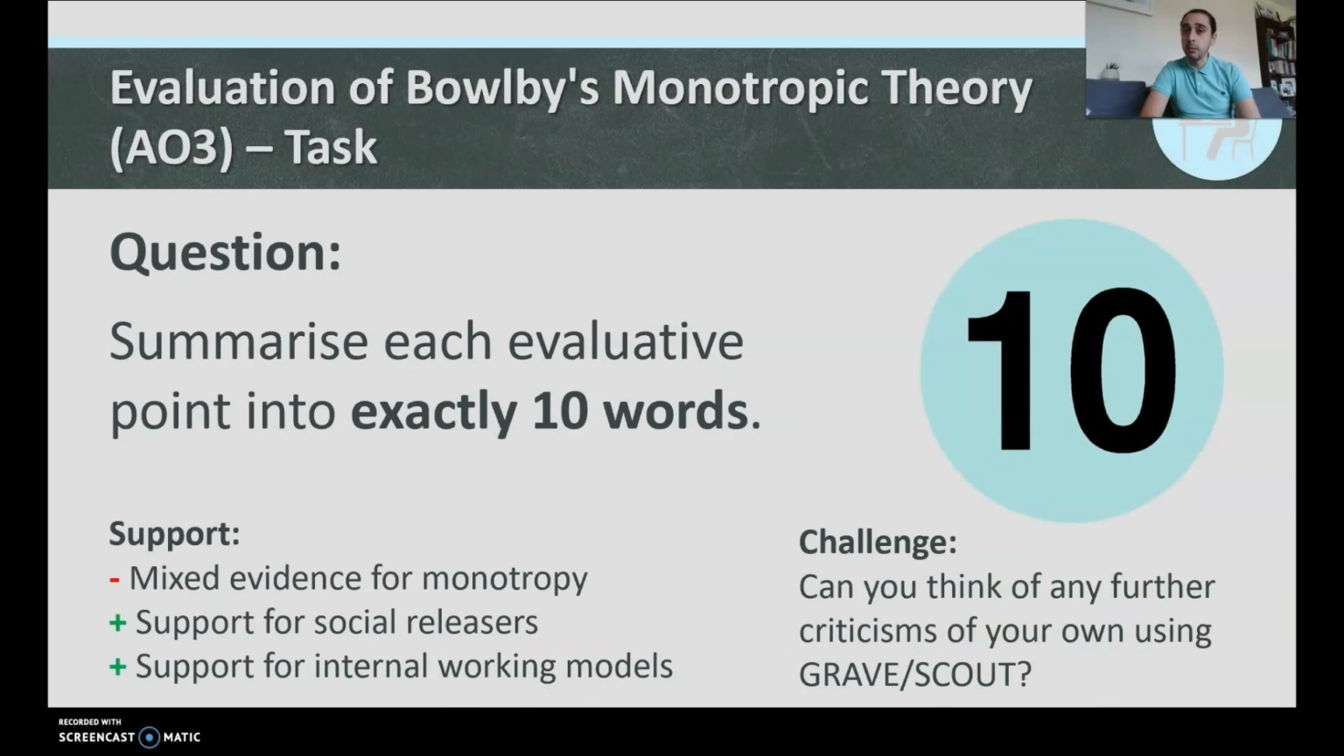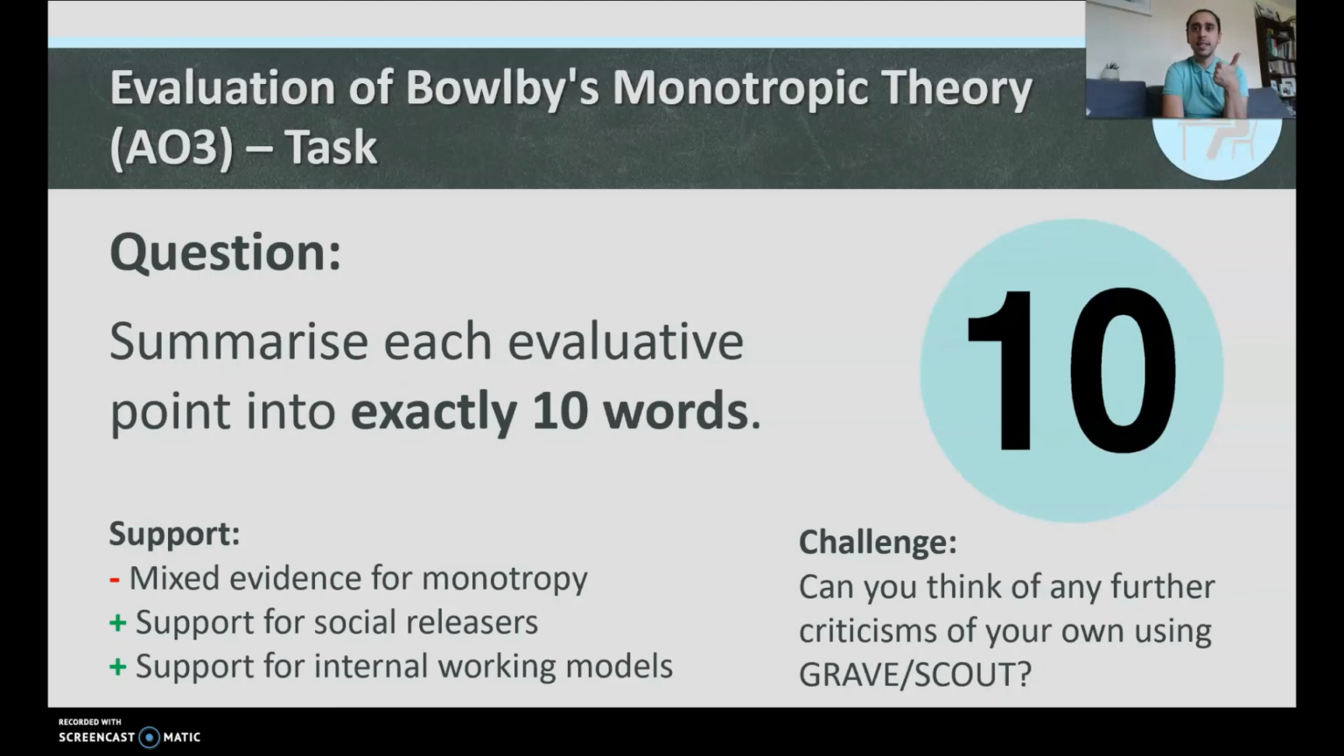Right, can you summarize each of those evaluative points into exactly 10 words? Give that a go now, please. 5 minutes, summarize them into 10 words. We're condensing them down, we're thinking hard. Challenge: can you think of any further criticisms of your own using GRAVES and SCOUT?